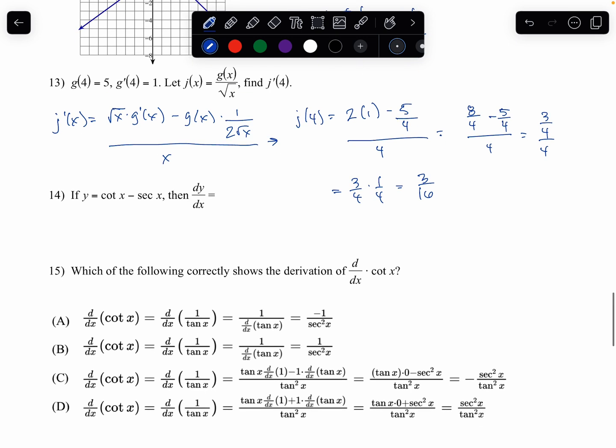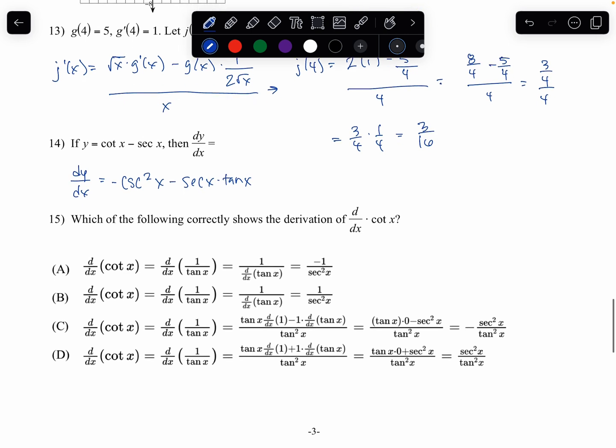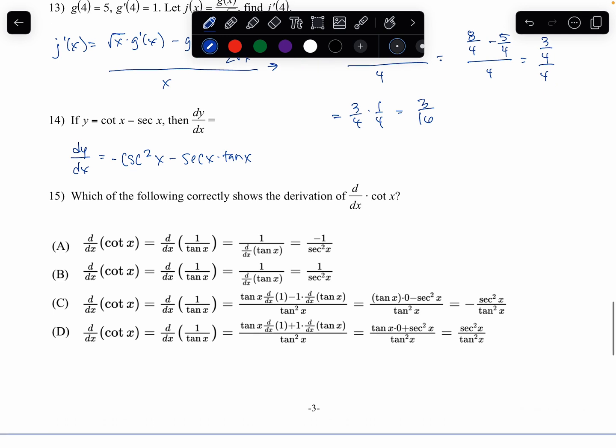Okay, for 14, if y equals cotangent of x minus secant of x, then dy dx, it's asking for the derivative. Derivative of cotangent is negative cosecant squared of x, sorry, and minus secant of x, and the derivative of secant of x is secant x times tangent x. Which of the following correctly shows the derivative of cotangent of x?